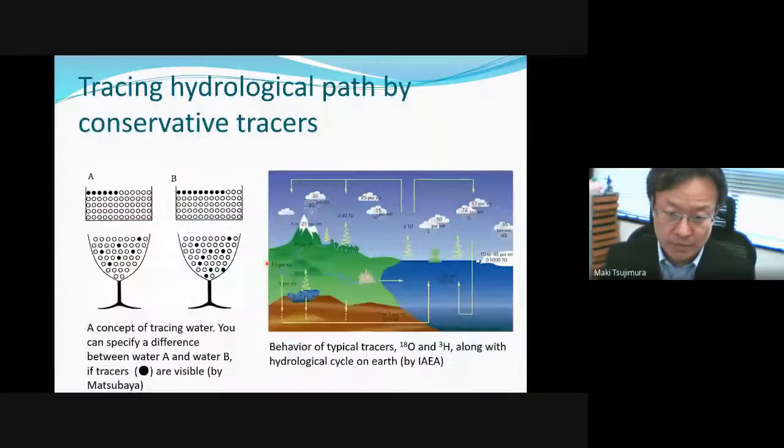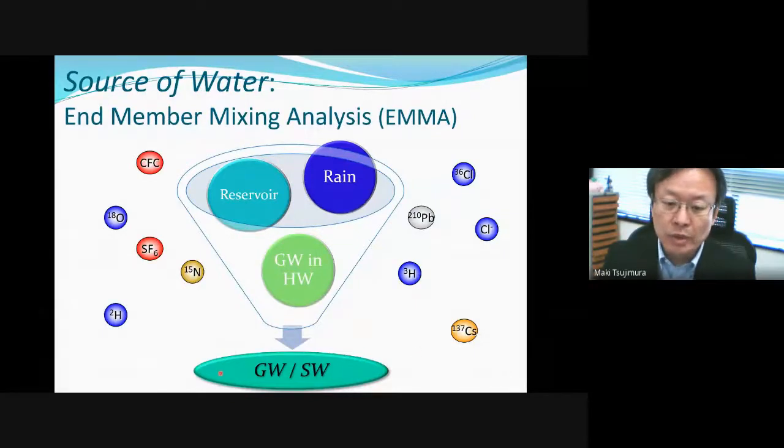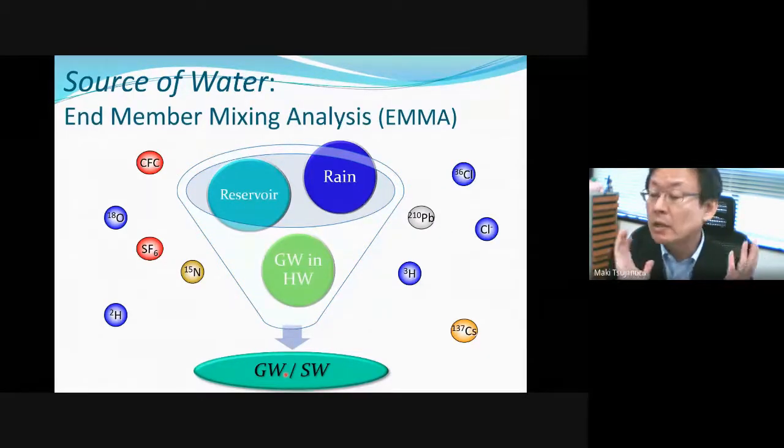Looking at the glasses of water, both are the same. However, we would specify tracing elements like solutions and materials and or isotopes. Then we could specify the difference between the water in glass A and glass B. This is the basic concept of tracing hydrological paths by conservative tracers. And also, we would use the mixing concept. So finally, we would have the output of the water as the runoff, right, to the stream waters.